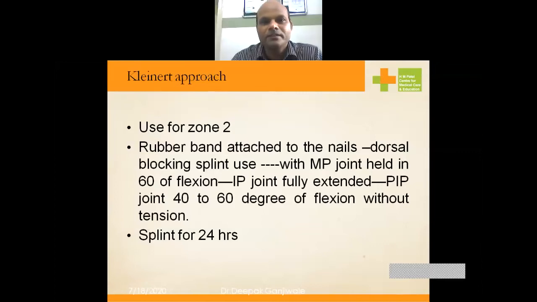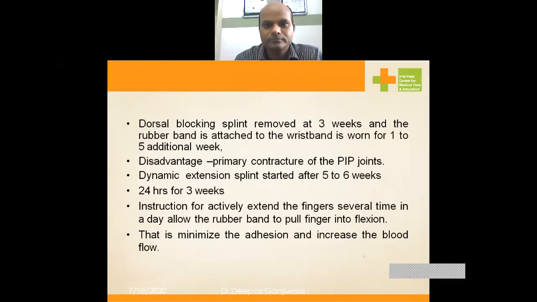So what we do here is use a rubber band attached to the nails. We use a dorsal blocking splint with the MP joint held in 60 degrees of flexion, the IP joint fully extended, and the PIP joint at 40 to 60 degrees of flexion without tension. The splint can be used for 24 hours. The dorsal blocking splint is removed at 3 weeks, and the rubber band attached to the wristband is worn for 1 to 5 additional weeks.